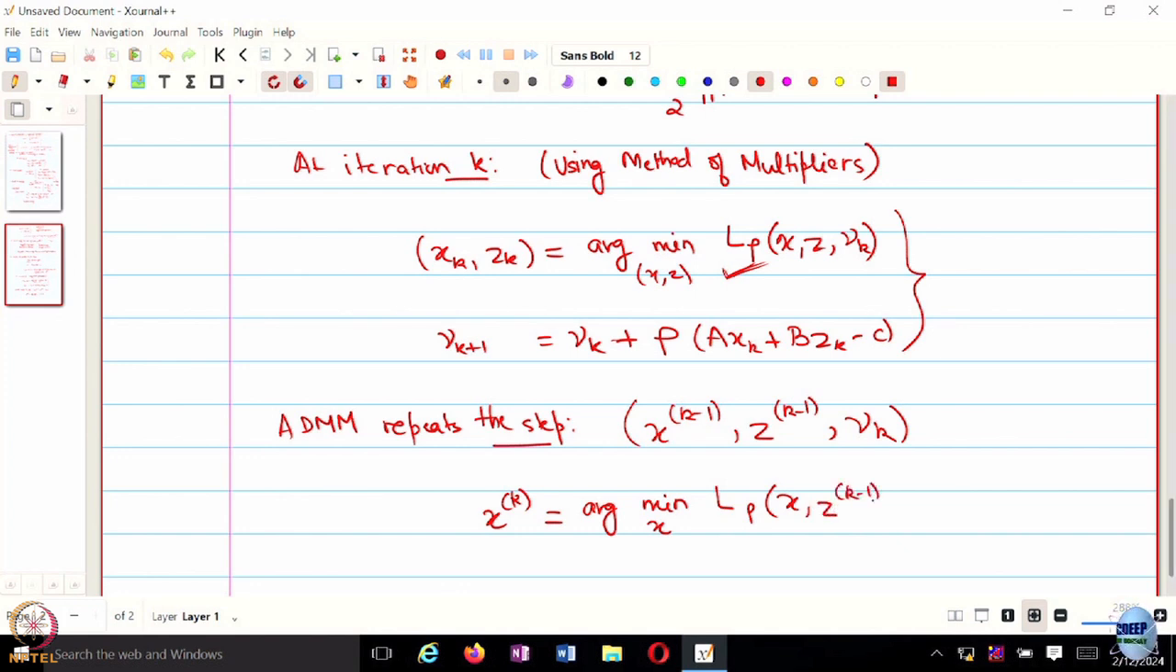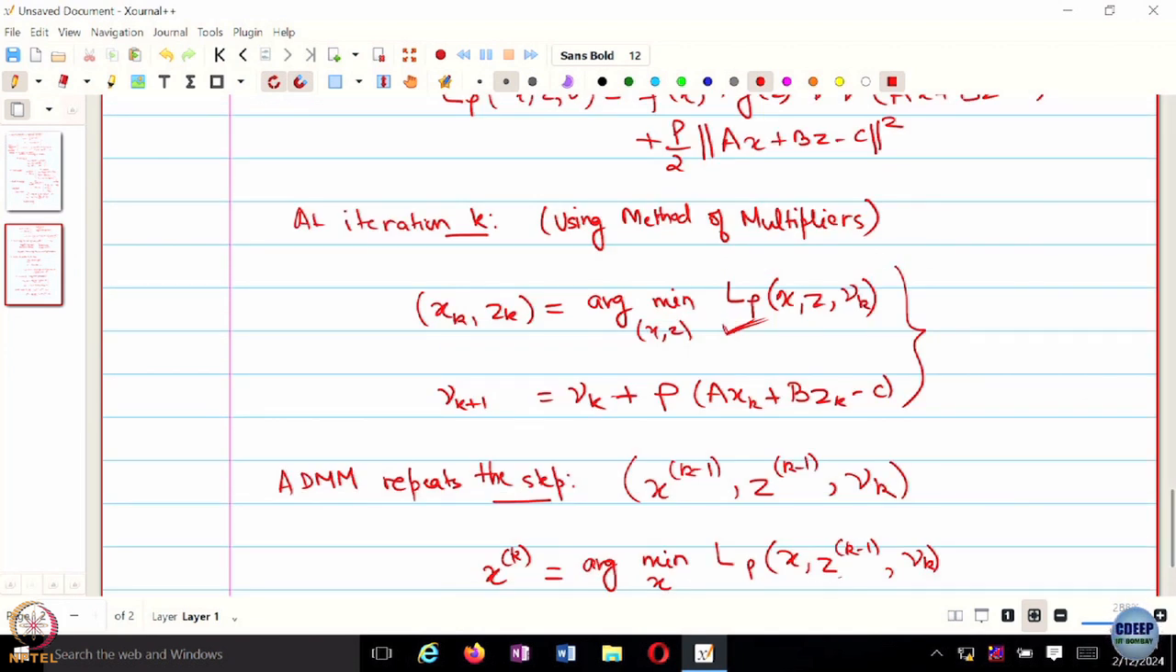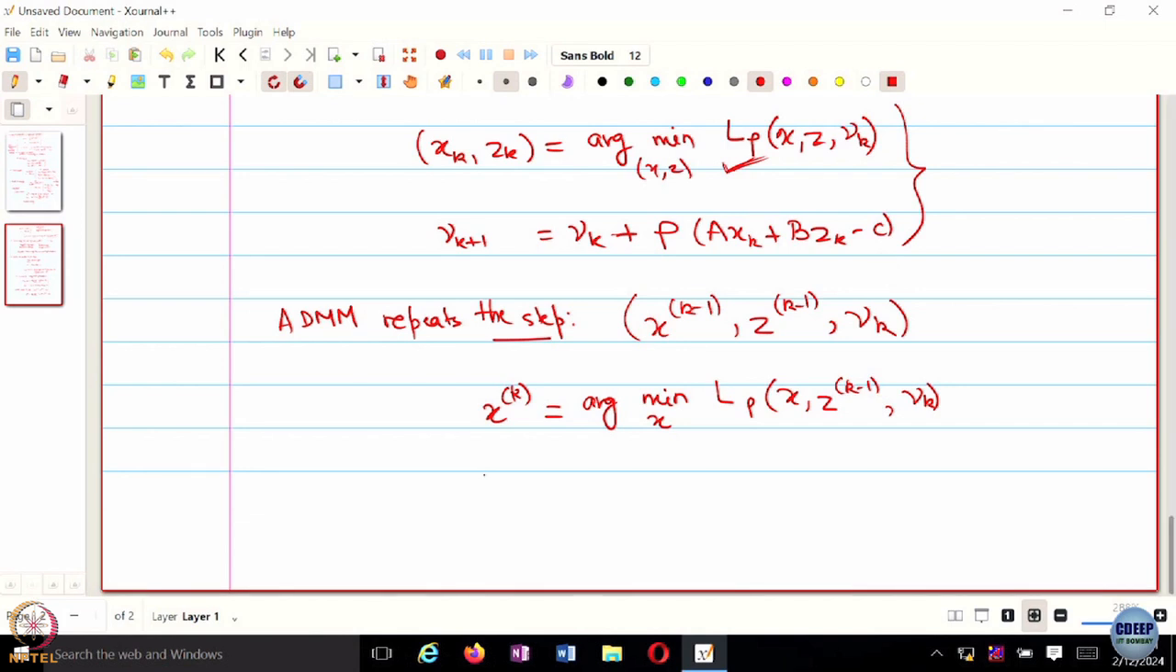In fact, ADMM works even if A and B are not full rank. It's pretty robust that way. So we get the current x_k, and it depends on the previous value z_{k-1}. There is no concurrent minimization that way. Because if z_k is fixed and nu_k is fixed, this particular objective is just a function of x, and there is no minimization on z, and therefore each agent can minimize on its own, without having to know the others.